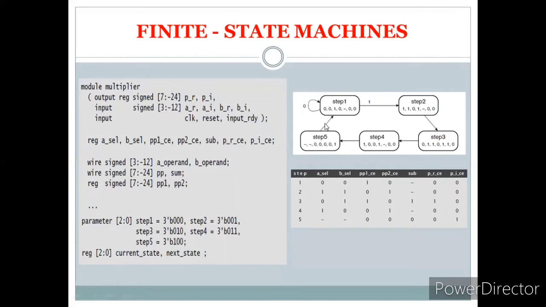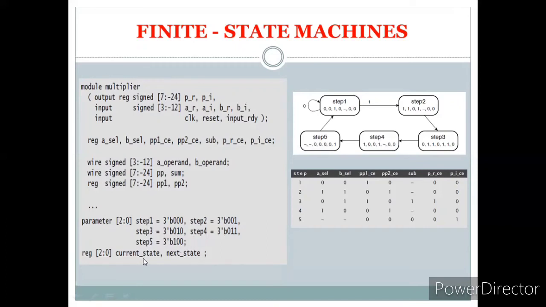Now, for declaring the states, observe we have used the parameter [2:0]. It means it is 3 bits. Why? There are 5 states. If it was 4 states, 2 bits would be sufficient, but it is 5, more than 4, so we are considering 3 bits. Step 1 is coded as 3'b000, step 2 as 001, step 3 as 010, step 4 as 011, step 5 as 100.